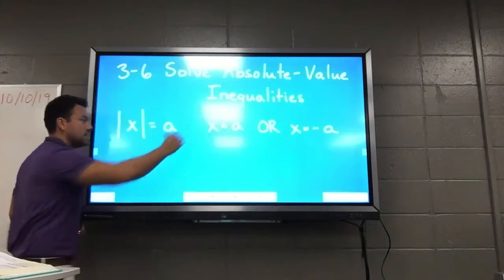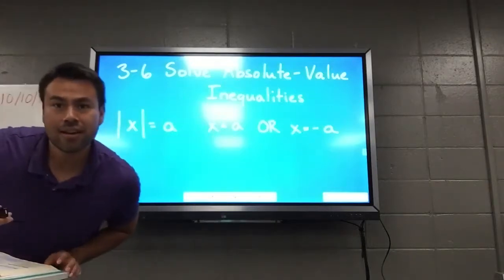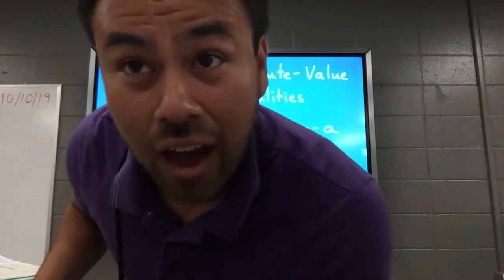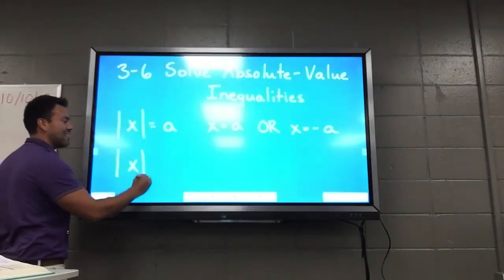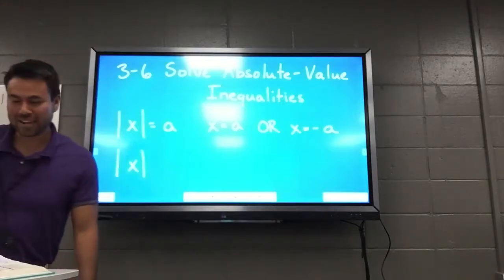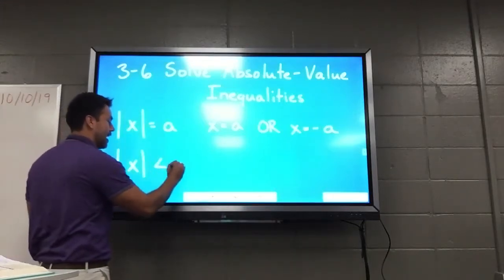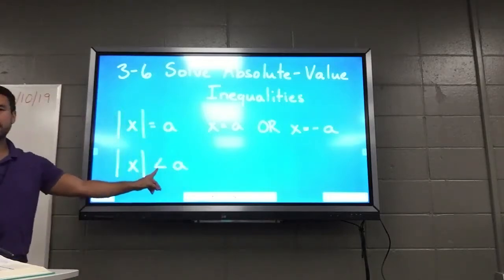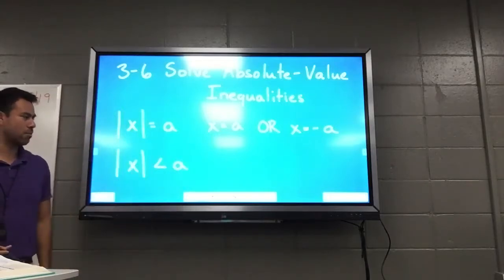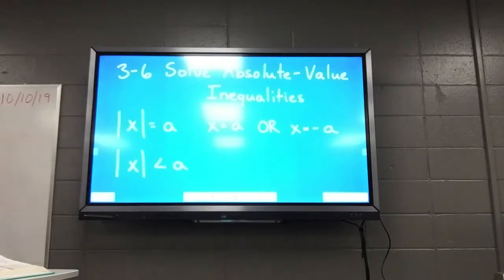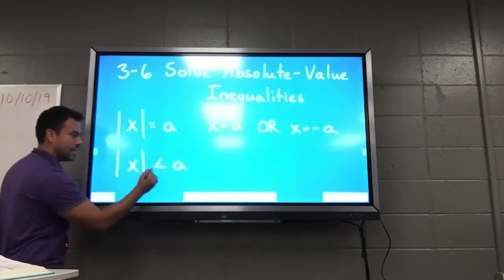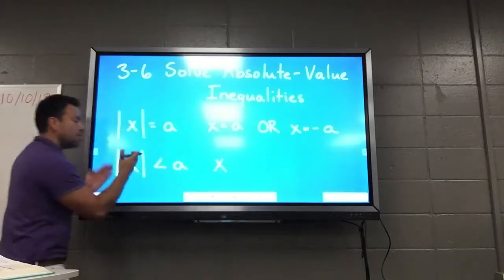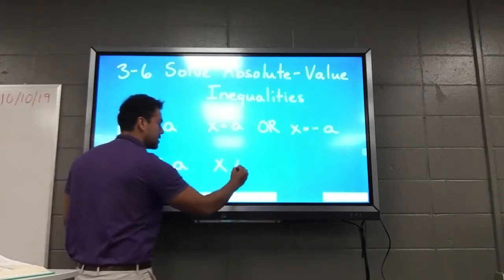We're dealing with inequalities. We're going to go with the absolute value of x less than a. And it could be less than or equal to, or just less than, so both of them apply. That is a compound inequality, and this is how I'm going to break it down. I'm going to break it down just like I did with those, except now I have a less than symbol. So I'm going to break it down by removing the absolute value signs and saying x is less than a.